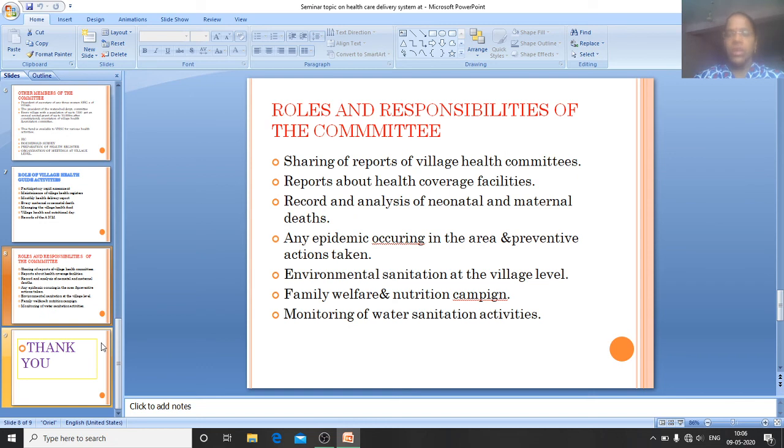Environmental sanitation at the village level. Next, family welfare and nutrition campaign. As I told before, that is the family planning operations, vasectomy and tubectomy. Next, monitoring of water sanitation services, which is important to prevent and control communicable diseases like diarrhea, gastroenteritis, amoebiasis, cholera, etc. These are all the functions done at the village level.